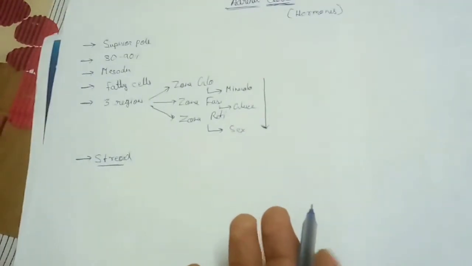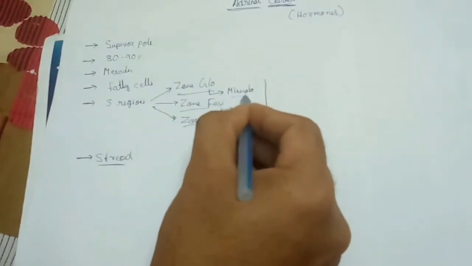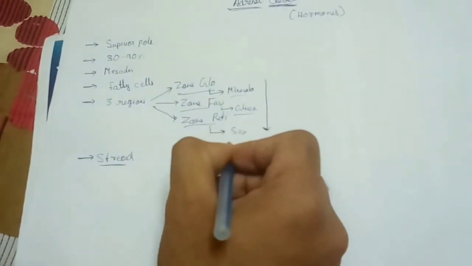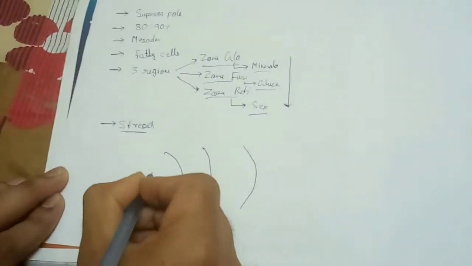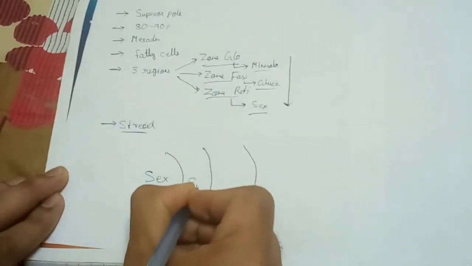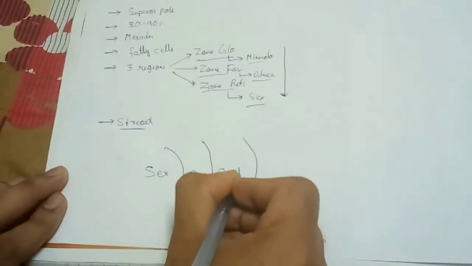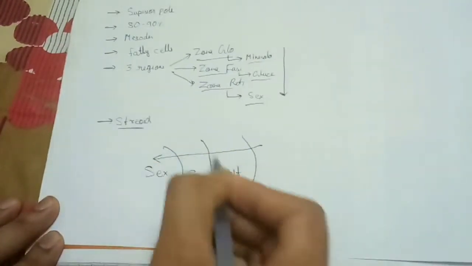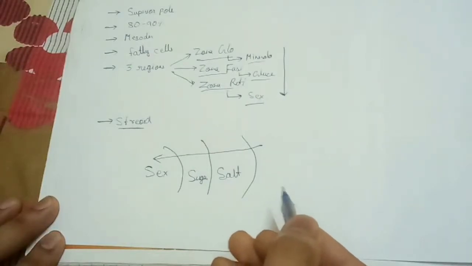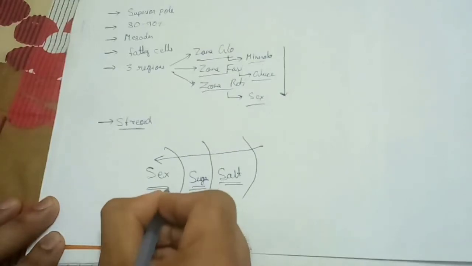Most of us have problems remembering from which zone the mineralocorticoid, glucocorticoid and sex corticoid are secreted. So for them, let us consider this is the adrenal cortex. This part secretes sex corticoids, this glucocorticoids, and this mineralocorticoid. So as we go deeper and deeper inside our life, the sweetness of the life increases, that is salt, sugar, and sex. Mineralocorticoids, glucocorticoids, and sex corticoids.